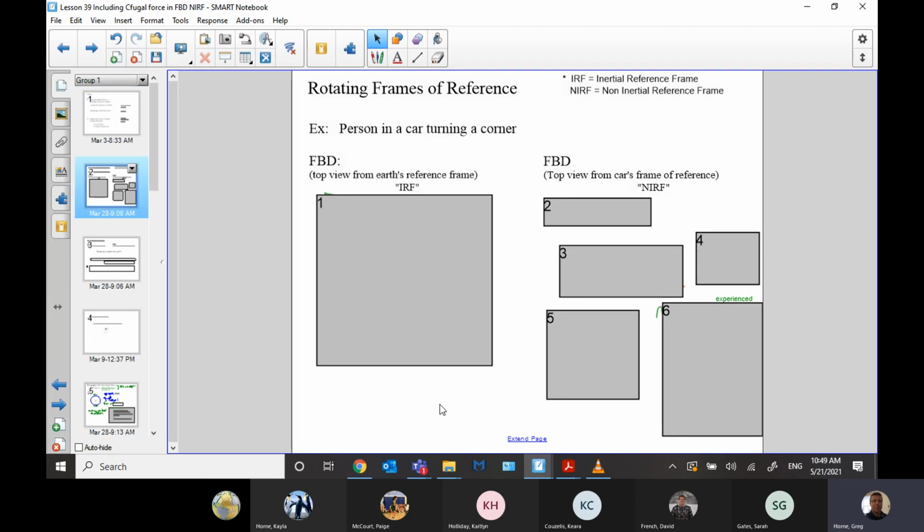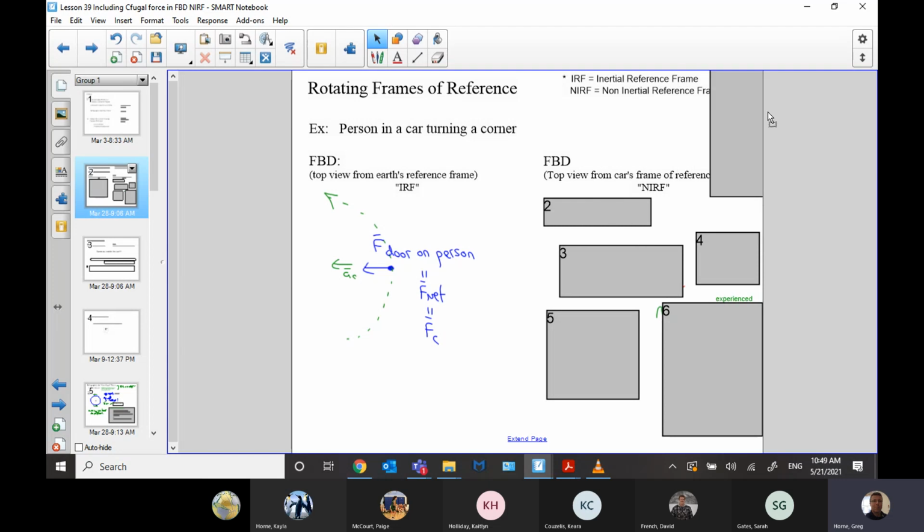So this should be review for us. We've already done this in good detail, but I'm going to show the free body diagram for a person in a car turning a corner, and I want to look at the free body diagram based on the Earth reference frame, the inertial reference frame, and based on the non-inertial reference frame, using the car as your reference frame. So from the Earth reference frame, there has to be a force sideways to accelerate the person, because we know the person's accelerating in that circle, in the direction towards the center of the circle. So basically, you feel the seat belt, the seat, the door, whatever's pushing you towards the center of the circle. That's the force on you.